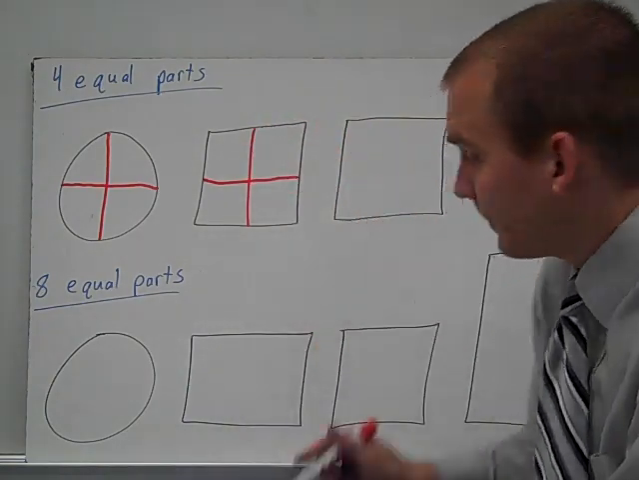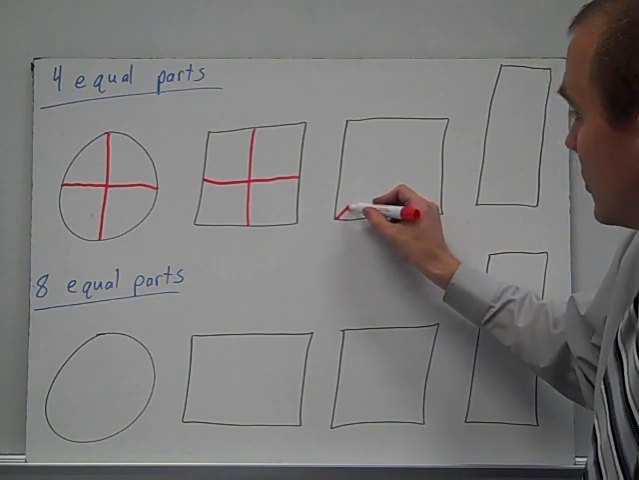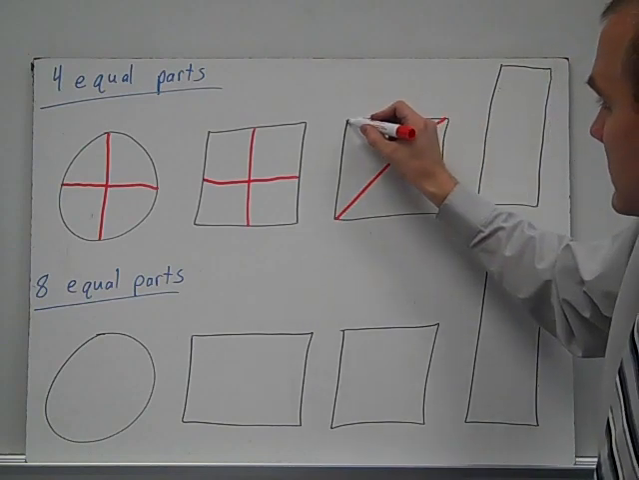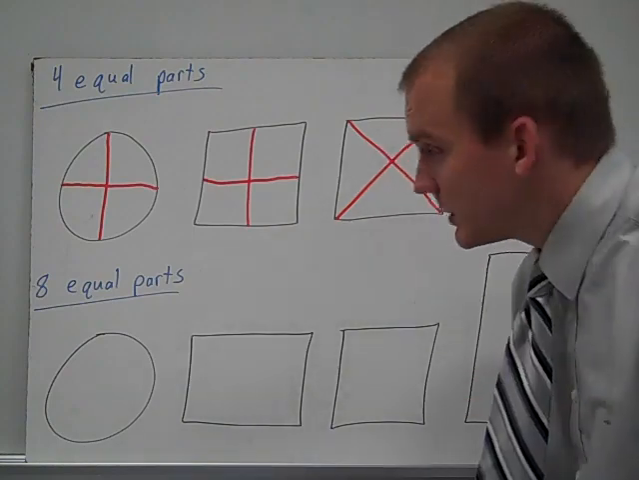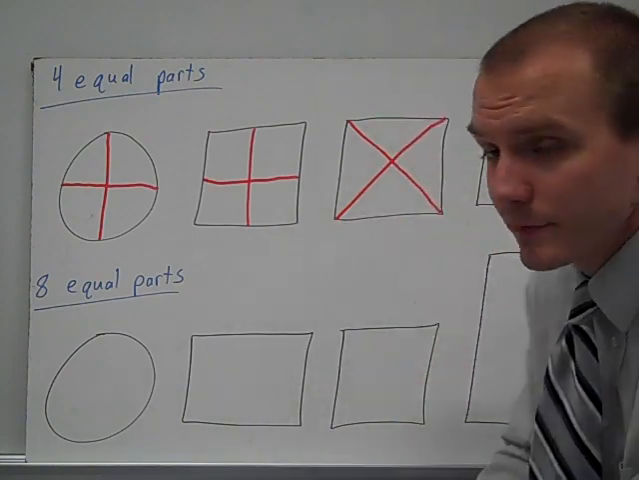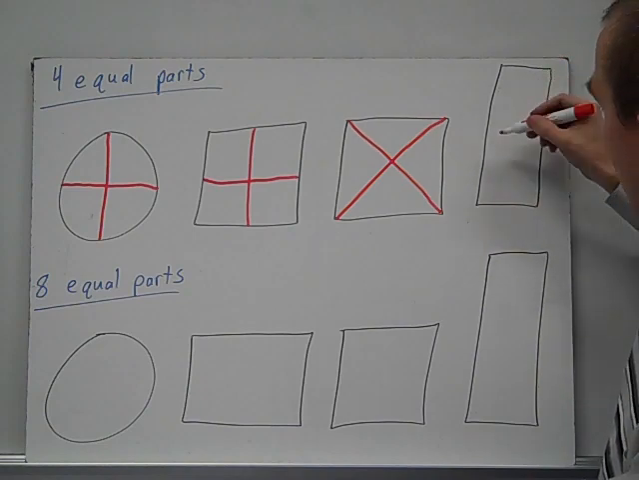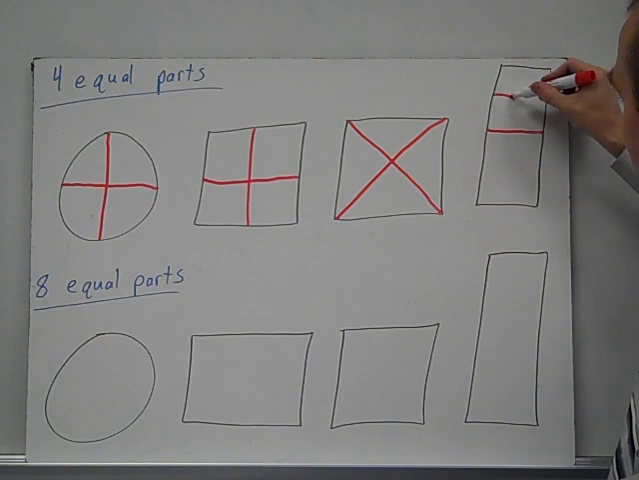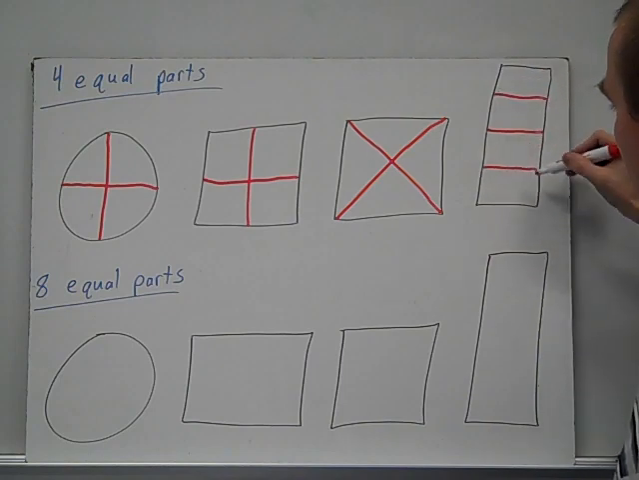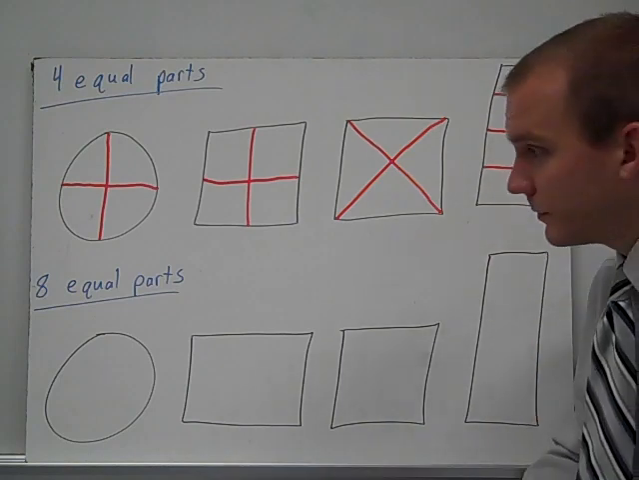Let's see how I do this one. This one is unique in that you can do this with a square. Since it has equal sides, all of these end up with equal areas. So now I have 4 equal parts connecting the corners. And here's a rectangle. I will first split it in half. And then I will split each half into 2 parts, and I end up total with 4 equal parts.